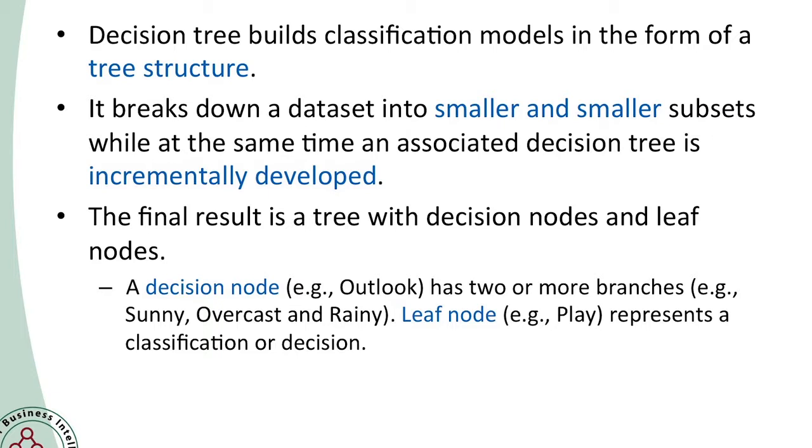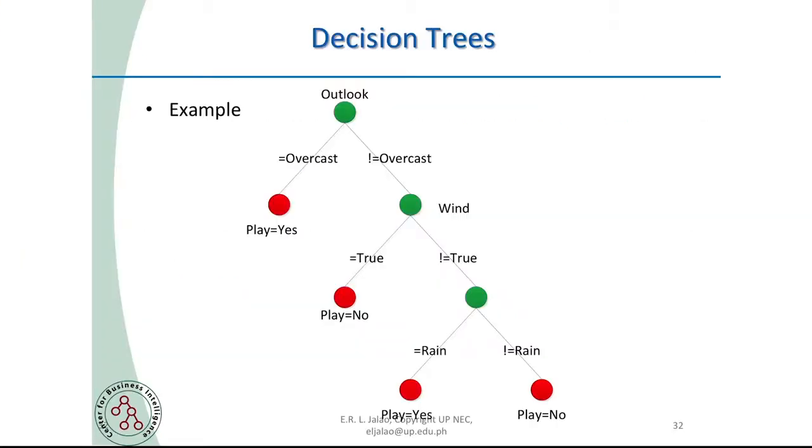A decision node, outlook, has two or more branches, like sunny, overcast, and rainy, and a leaf node represents a classification or a decision. In this slide, we see that we have the first root node called outlook. If our outlook is overcast, then we go to a leaf node named play equals yes. So that will be our prediction. If outlook equals overcast, then play equals yes.